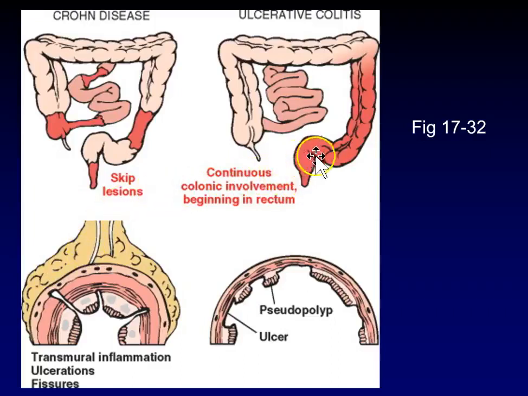Ulcerative colitis, in contrast, has more uniform involvement. The wall is not thickened. There are pseudopolyps, where the mucosa is not ulcerated, but you notice here the ulceration and inflammation stop sharp at the muscularis propria. Usually pretty sharp anyway.